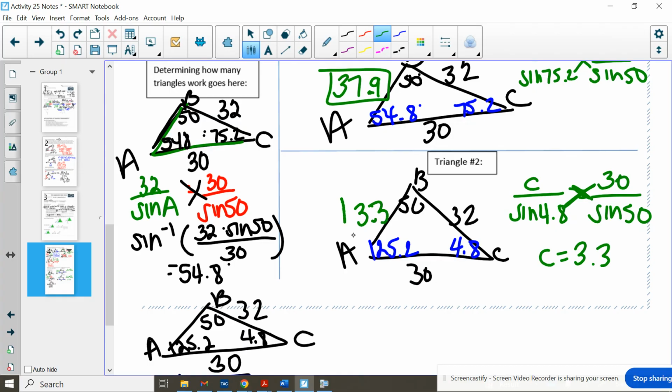So the nice thing is by finding out how many triangles there even are, we end up being able to solve for all the missing sides and missing angles because half of our work was completed just in the decision making.